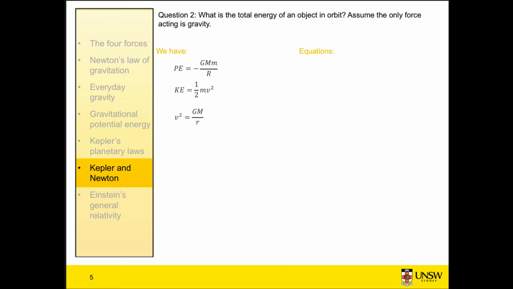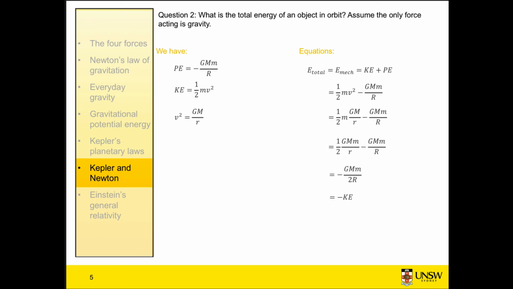We're told that the only force acting is gravity, and we know gravity is a conservative force. So that means that the total energy of the object is simply equal to the mechanical energy, which is equal to kinetic plus potential energy. So again, if we substitute in our equations for the kinetic and potential energy, and then substitute into our kinetic energy our formula for v squared, we find that the total energy of our object in orbit is equal to minus a half GMm on r, which if you look closely we can see is actually equal to the negative of the kinetic energy.